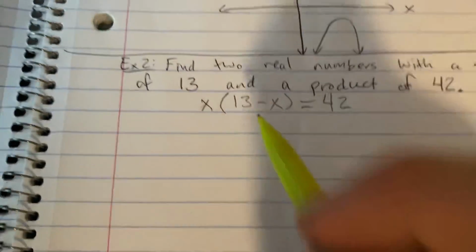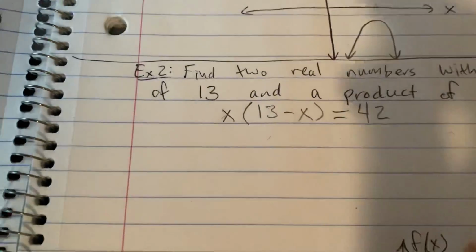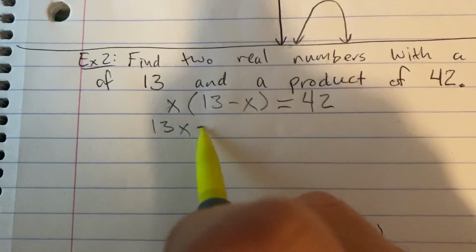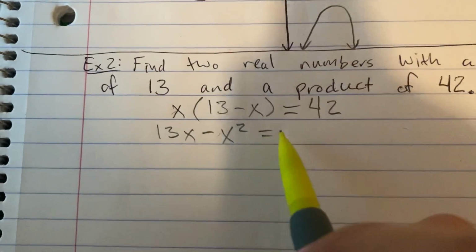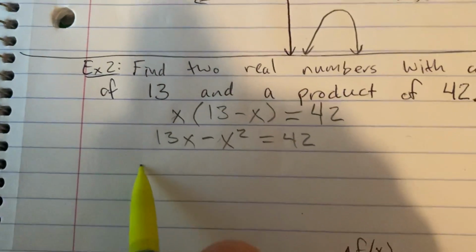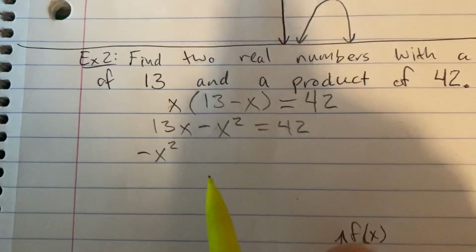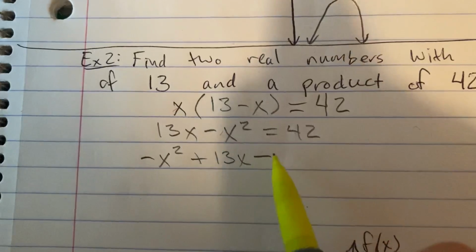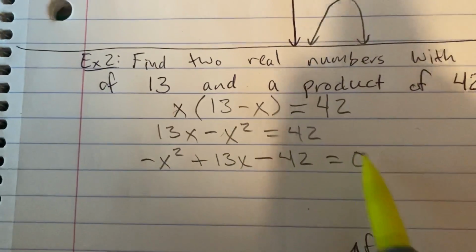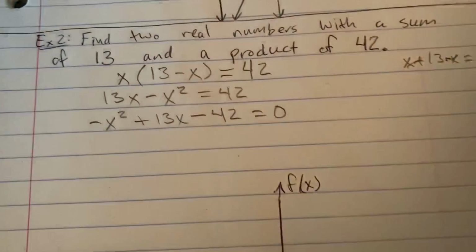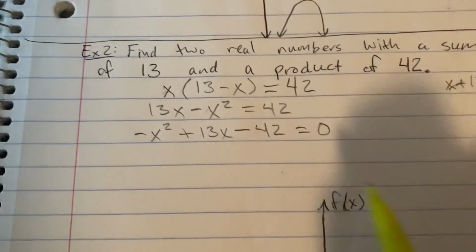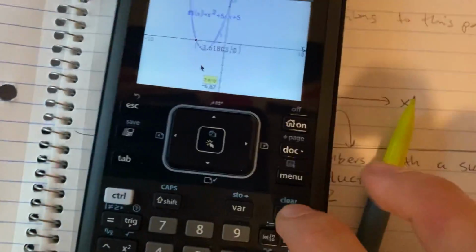Again, we're going to try to get this into standard form. So 13x minus x squared equals 42. We're going to rewrite it in standard form. Negative x squared plus 13x minus 42 equals 0. And that's just what we wanted, to have it in standard form. So now we can plug it in our calculator. I'll plug it in this time with you guys.